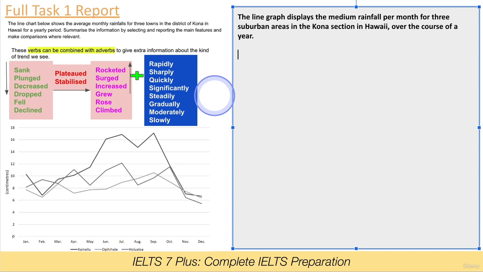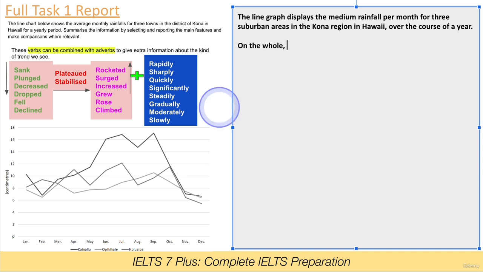Let's read this back and see how it's sounding. The line graph displays the median rainfall per month for 3 suburban areas in the Kona section. I'm not sure about this word section. The Kona district. In the overall Kona region, maybe Kona region, or in the Kona region. Yes, I think that's good. In Hawaii, over the course of a year. Okay, I think that's good. So now we can go into our overview.